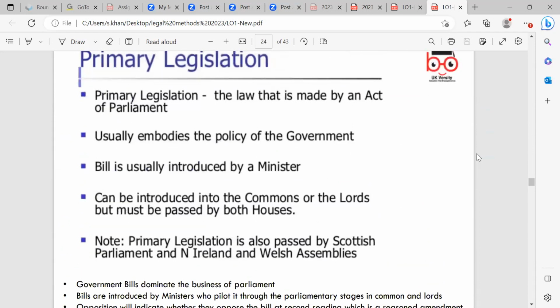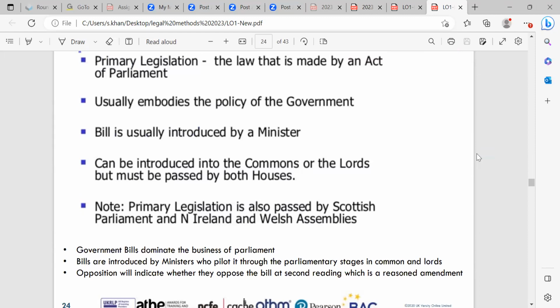So primary legislation, the law that is made by an Act of Parliament, usually embodies the policy of the government. A bill is usually introduced by a minister, and it can be introduced into the Commons or the Lords, but must be passed by both houses. Note that primary legislation is also passed by the Scottish Parliament and the Northern Ireland and Welsh assemblies. Government bills dominate the business of Parliament. Bills are introduced by ministers who pilot them through the parliamentary stages in Commons and Lords. The opposition will indicate whether they oppose the bill at second reading, which is a reasoned amendment.